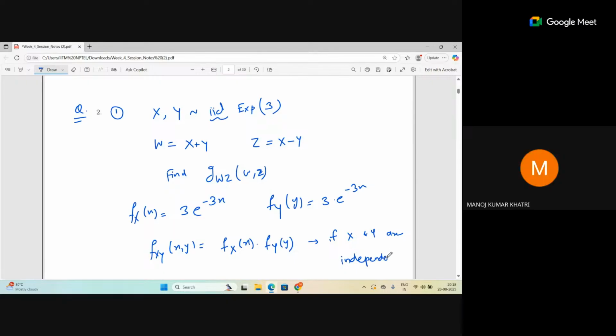Sir, in the marginal density of F5, you have written e raised to the power minus 3. It should be y. You have written x. Yes, correct. It should be y here.